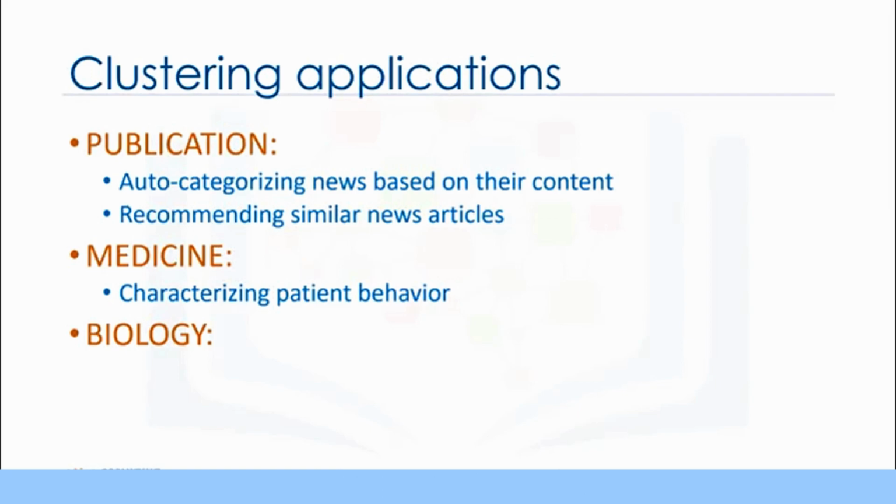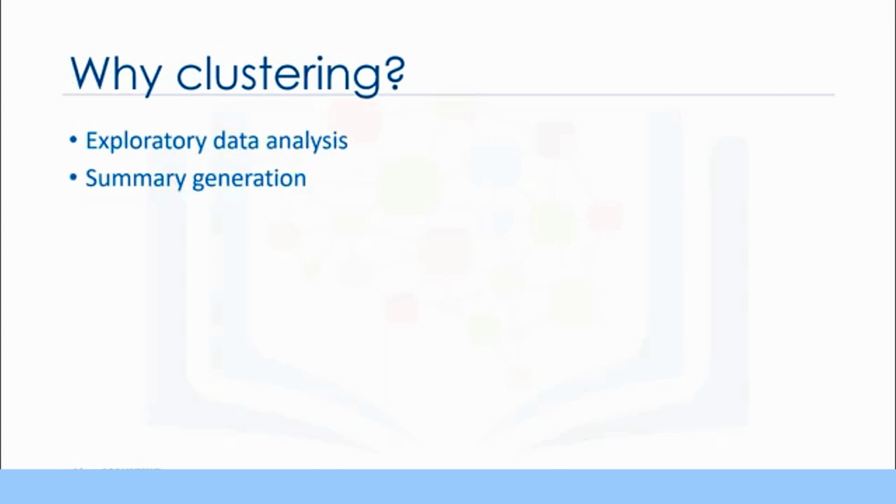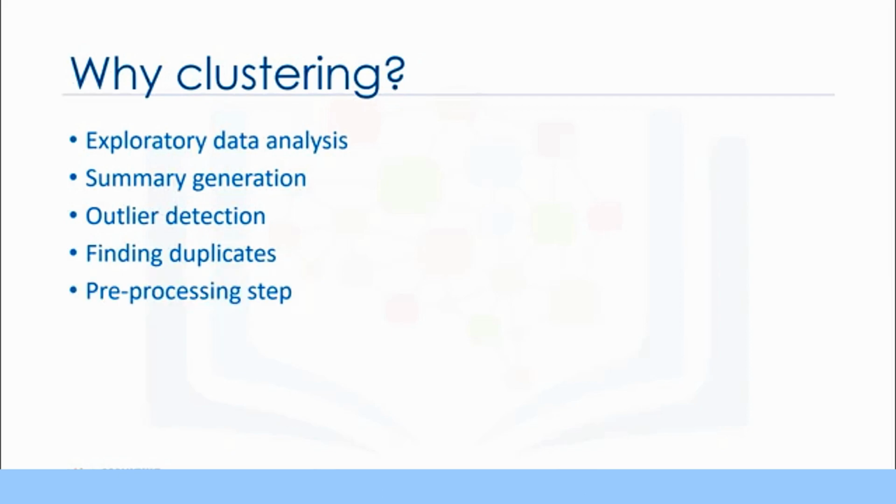Or in biology, clustering is used to group genes with similar expression patterns or to cluster genetic markers to identify family ties. If you look around, you can find many other applications of clustering, but generally, clustering can be used for one of the following purposes: exploratory data analysis, summary generation or reducing the scale, outlier detection, especially to be used for fraud detection or noise removal, finding duplicates in datasets, or as a pre-processing step for either prediction, other data mining tasks, or as part of a complex system.